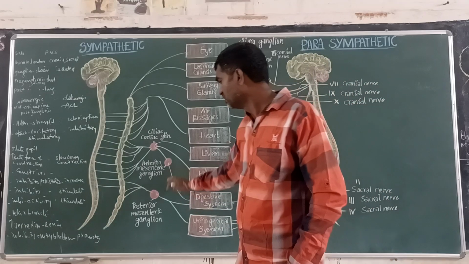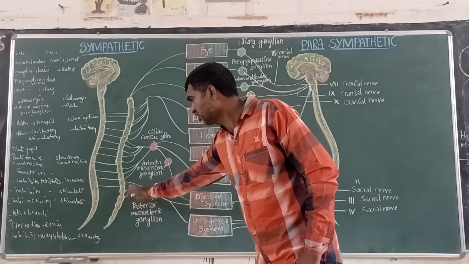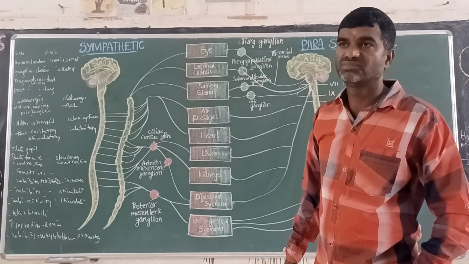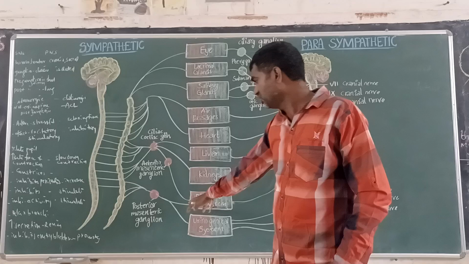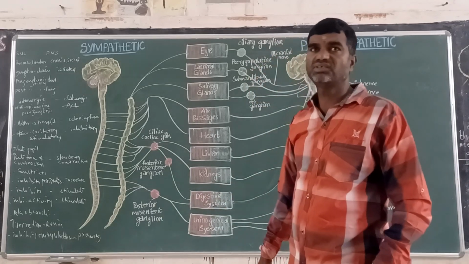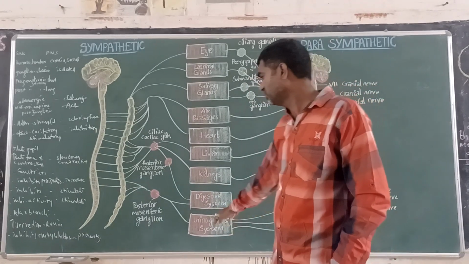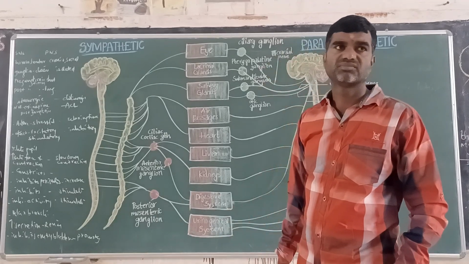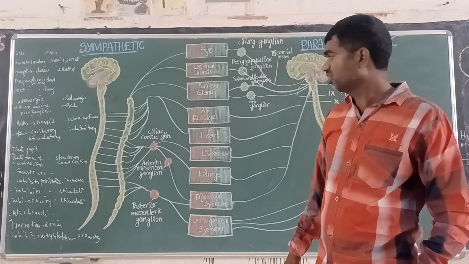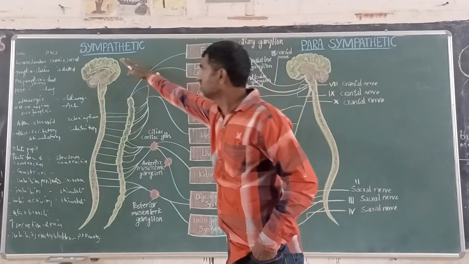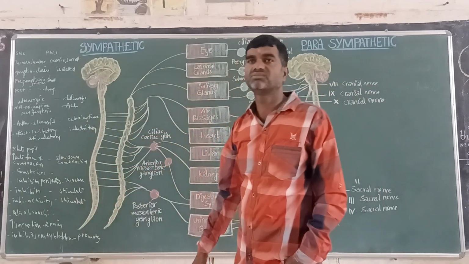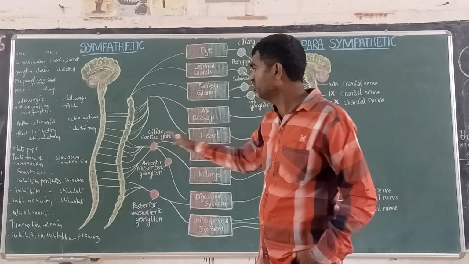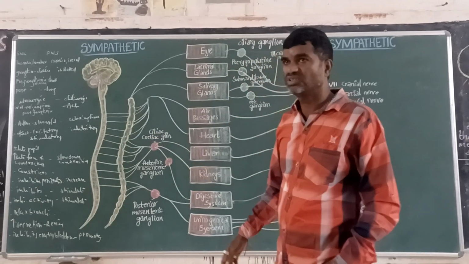And the next one is the posterior mesenteric ganglia, which are present in the posterior or abdominal region. So one neuron is innervated to the digestive system, and one neuron is innervated to the urogenital system. Likewise, this is the sympathetic neuron. Each and every neuron is innervated to all parts of the body.